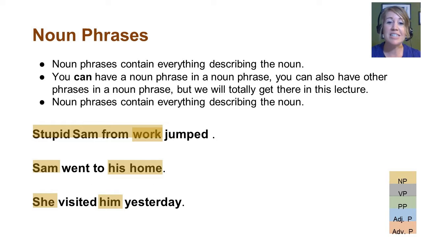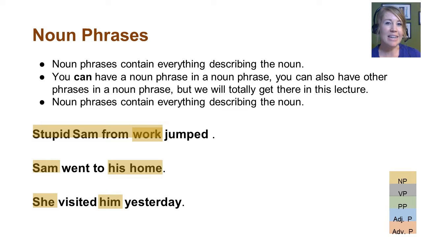So noun phrases contain everything describing the noun. So yes, it contains the noun or pronoun, but it contains everything describing it. You can have a noun phrase in a noun phrase. You can also have other phrases in a noun phrase, but we will totally get there in this lecture. But again, you can have a noun phrase in a noun phrase. So let me illustrate that by talking about our first sentence, our first noun phrase. Stupid Sam from work jumped. Okay, so a noun phrase is everything that describes the noun. So stupid Sam from work. Our main noun is Sam. So stupid Sam from work is our noun phrase.